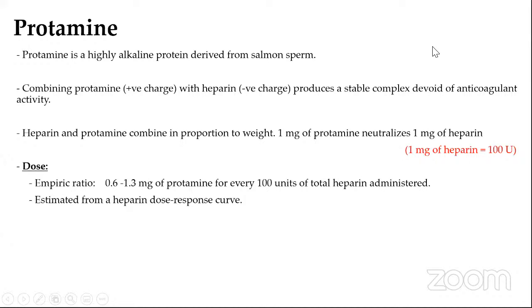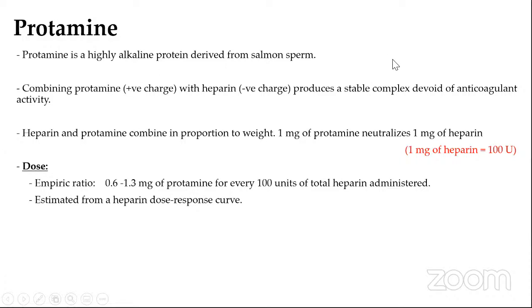Let's talk about protamine now. So protamine is the drug that we use to neutralize heparin. It's a highly alkaline protein derived from salmon sperm, and combining protamine, which is positively charged, with heparin, which is negatively charged as well, produces a stable complex devoid of anticoagulation activity. So heparin and protamine combine in proportion to weight. So 1 milligram of protamine neutralizes 1 milligram of heparin, and 1 milligram of heparin equals 100 units of heparin. So 1 milligram of protamine neutralizes 100 units of heparin.